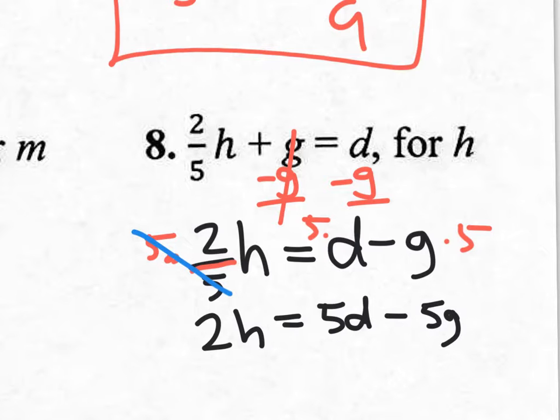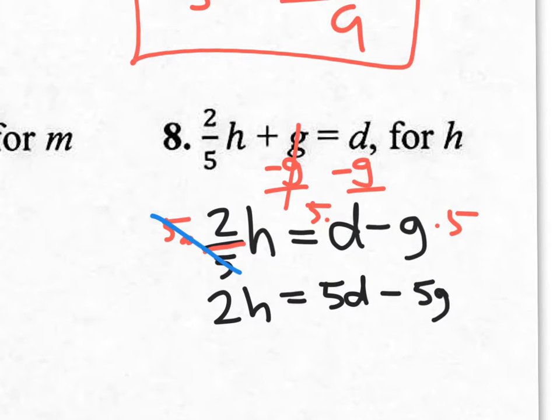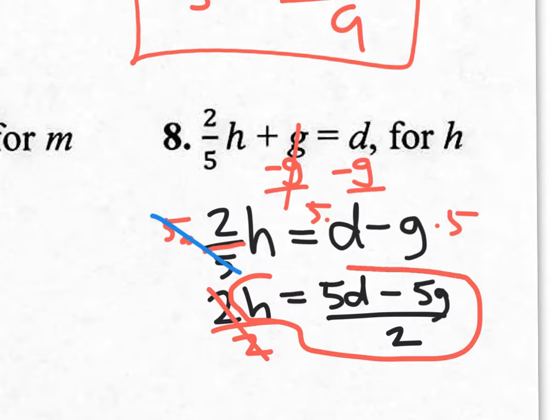And for my final step on solving for h, I need to divide by 2, the whole thing by 2. That way I could just circle it and say that's my answer. H is equal to 5d minus 5g, all divided by 2. And if you flip the paper over, you should see that that's the correct answer.